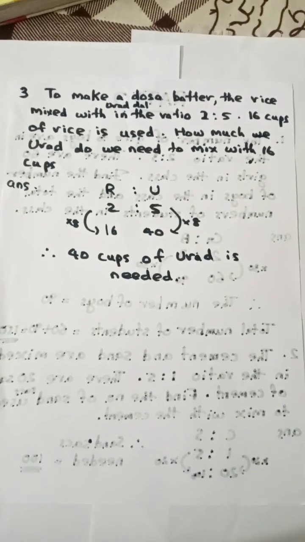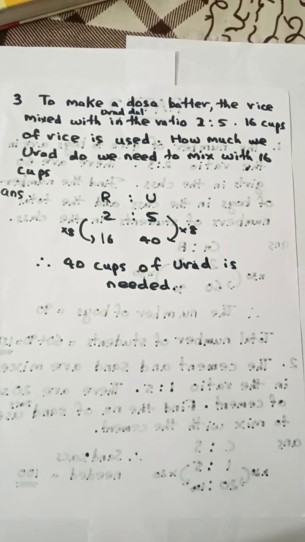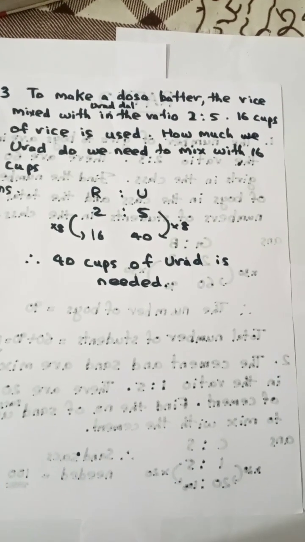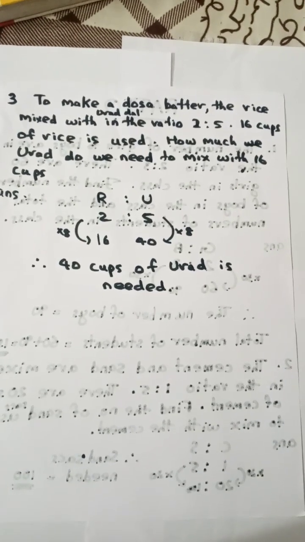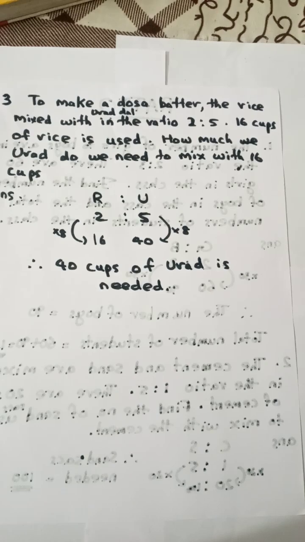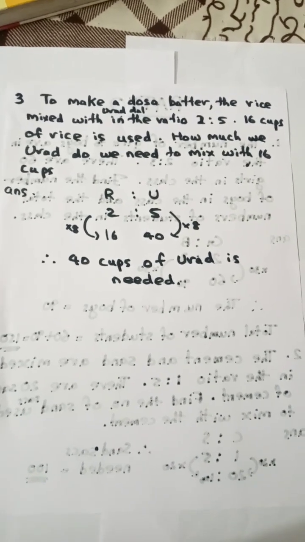Move on to the last question. To make a dosha batter, the rice mixed with urad dal is in the ratio 2 is to 5. 16 cups of rice is used. How much urad do we need to mix with 16 cups of rice? So we can move on to the answer.